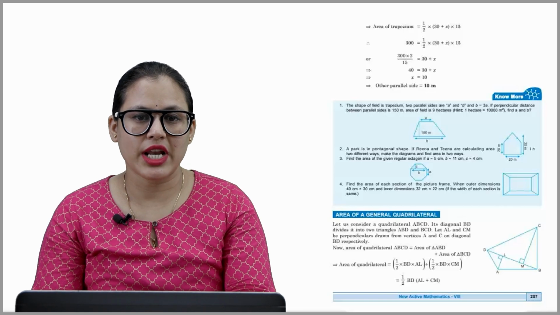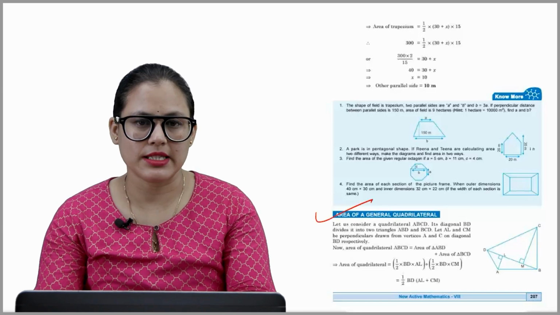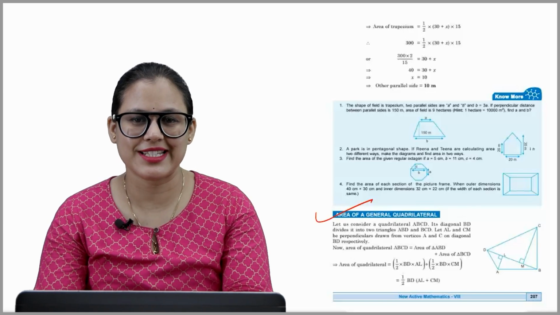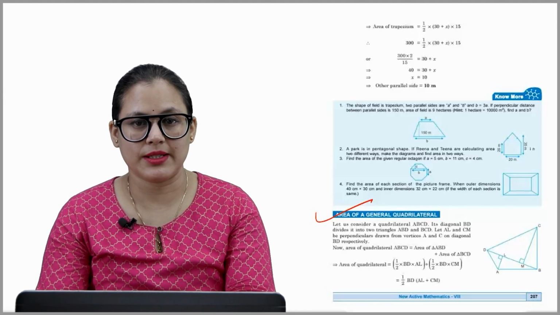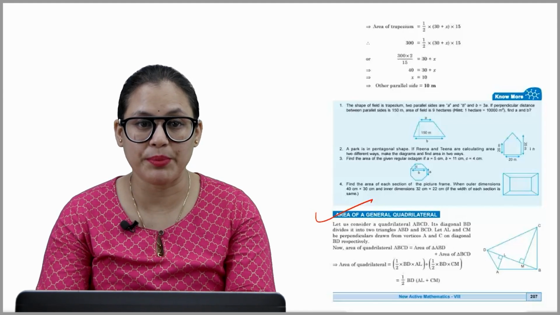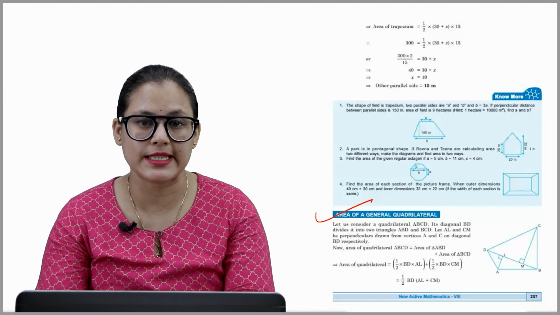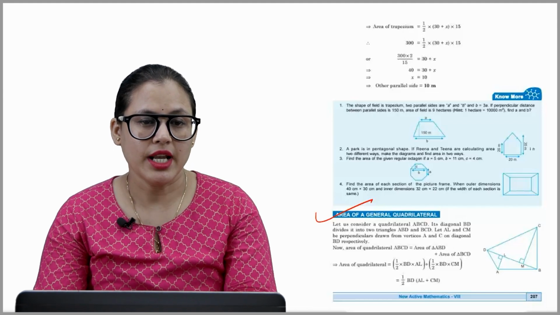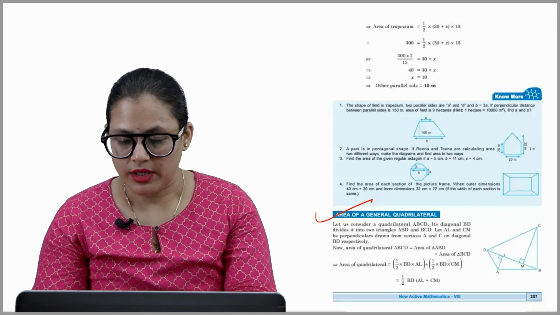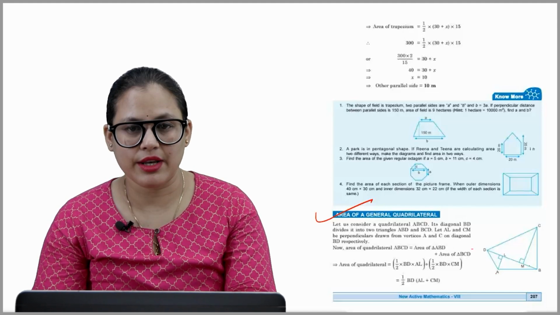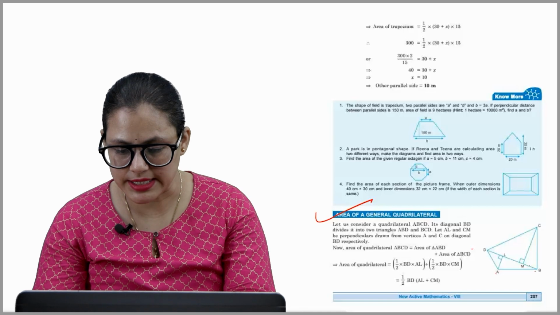Area of a general quadrilateral. Let us consider a quadrilateral ABCD. Its diagonal BD divides it into two triangles ABD and BCD. Let AL and CM be perpendiculars drawn from vertices A and C on diagonal BD respectively. Now, area of quadrilateral ABCD is equal to area of triangle ABD plus area of BCD.